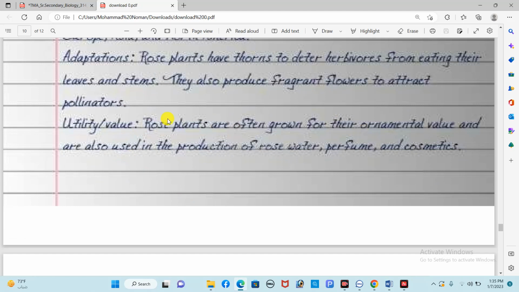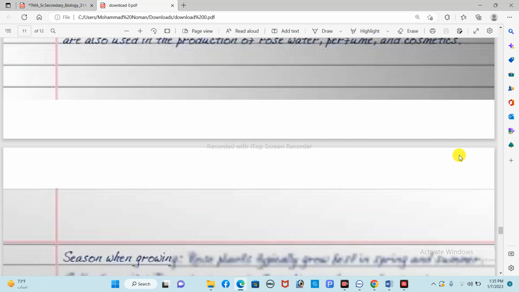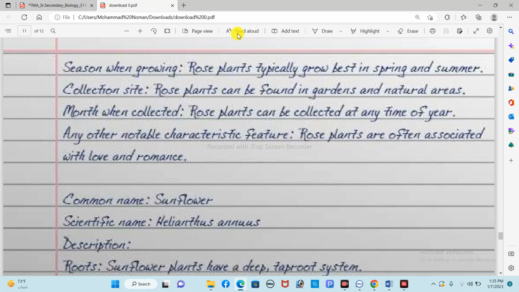ornamental value, and they are also used in the production of rose water, perfumes, and cosmetics. Season when growing. Rose plants typically grow best in spring and summer. Collection site. Rose plants can be found in gardens and natural areas. Month when collected. Rose plants can be collected at any time of year. Any other characteristic features. Rose plants are often associated with love and romance.